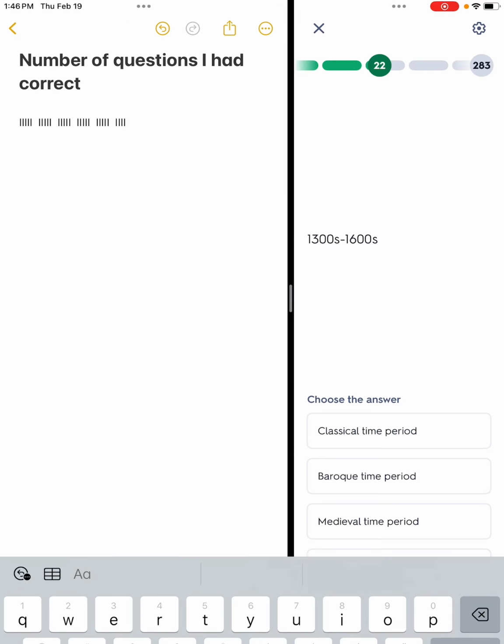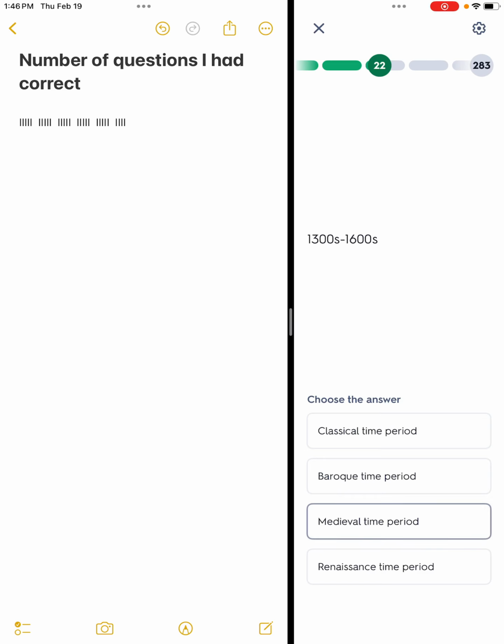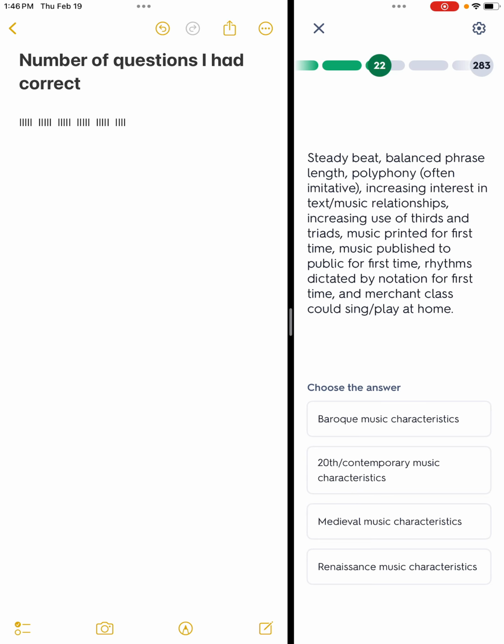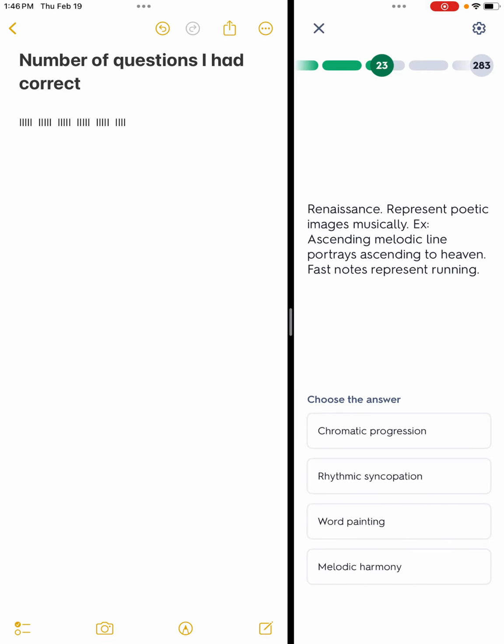So 1300s to 1600s. Medieval. No, Renaissance. Wait a minute. Why is that one Renaissance? Steady beat. Wait. The Renaissance.